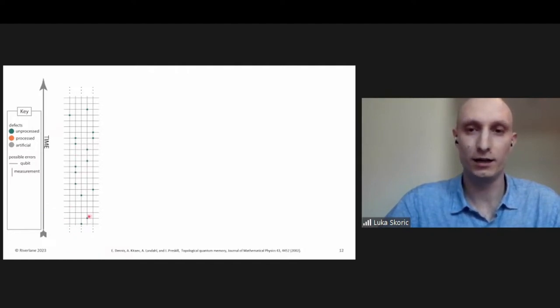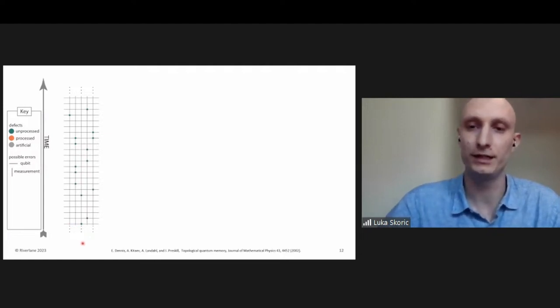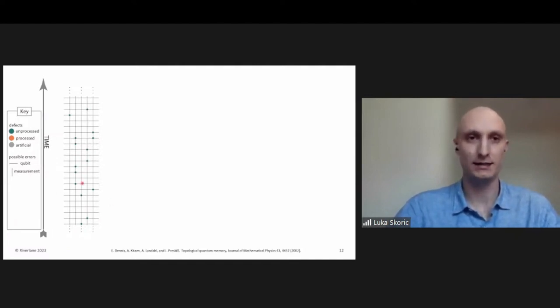Green dots here are trigger defects that give us information about the errors, and horizontal edges are potential data qubit errors, vertical edges potential measurement errors. To decode this, we need to solve a matching problem. This means we need to pair up the defects by walking along the edges such that the total edge distance is minimal. In theory, we can process this all at once, but as the computation progresses, the problem gets longer and longer, and we need some way of breaking it up.